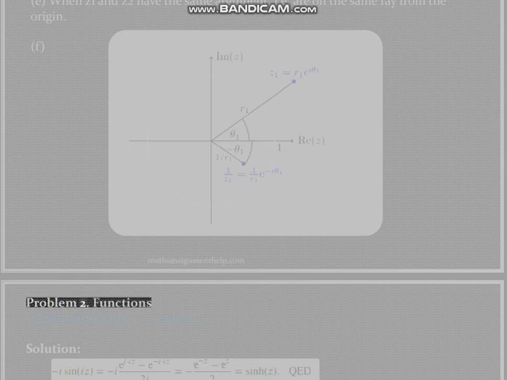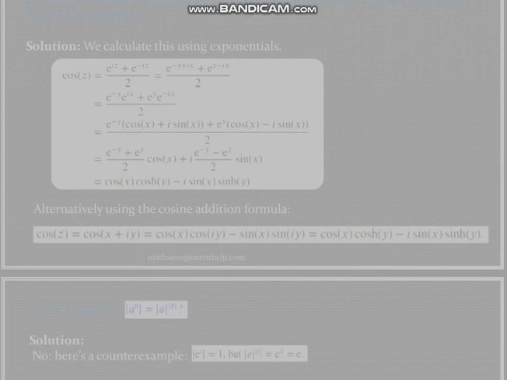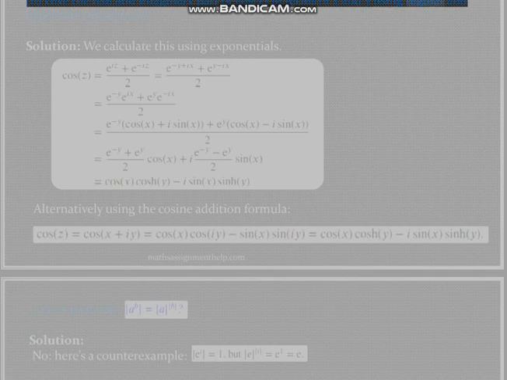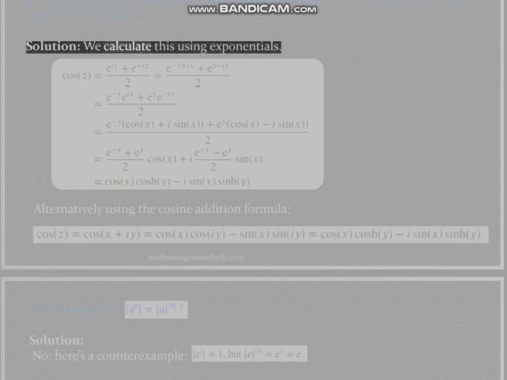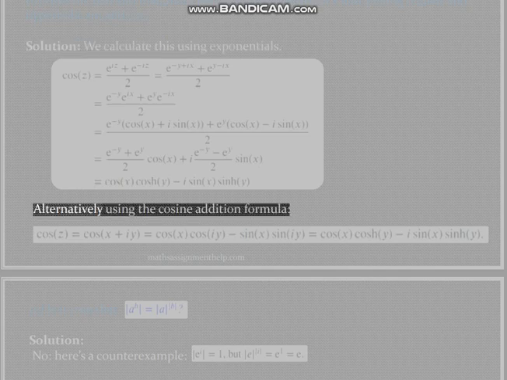Problem 2. Functions. A. Show that sin Z equals minus i sinh. Solution. B. Give the real and imaginary part of cos Z in terms of x and y using regular and hyperbolic sin and cos. Solution. We calculate this using exponentials. Alternatively, using the cosine addition formula.